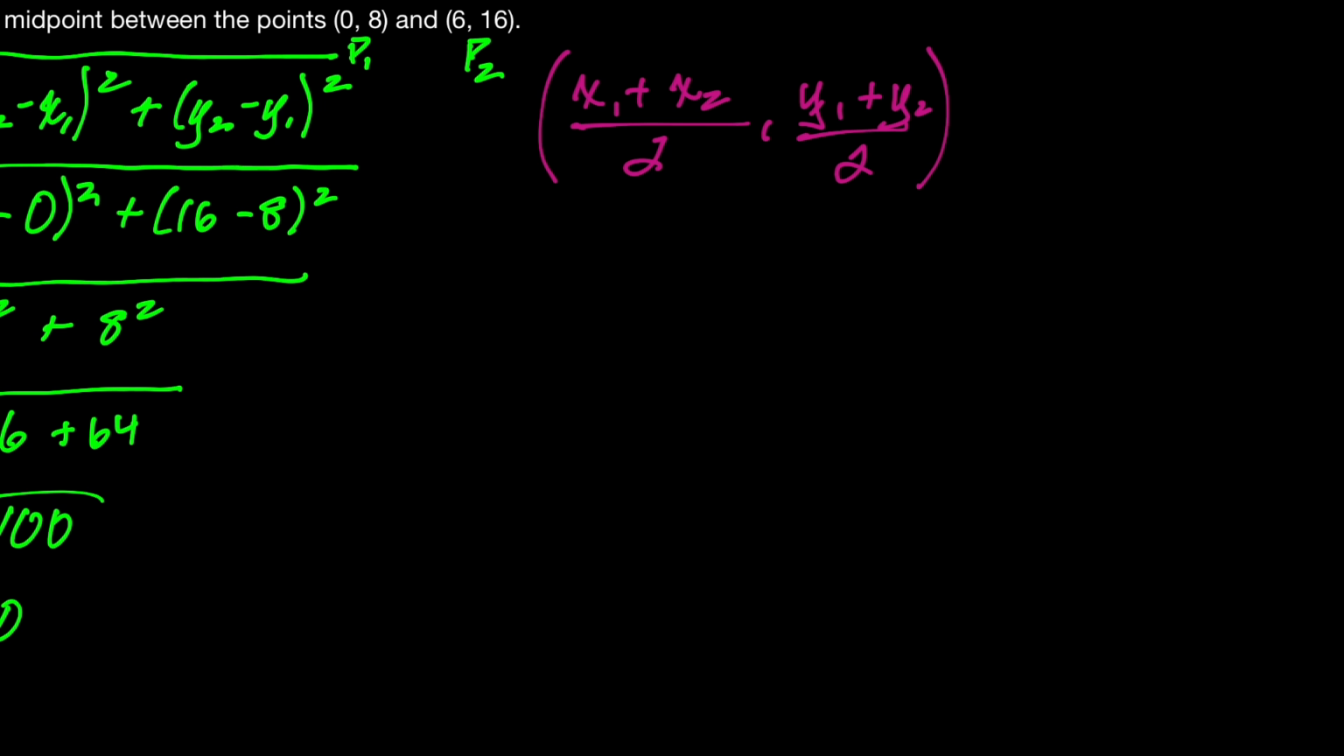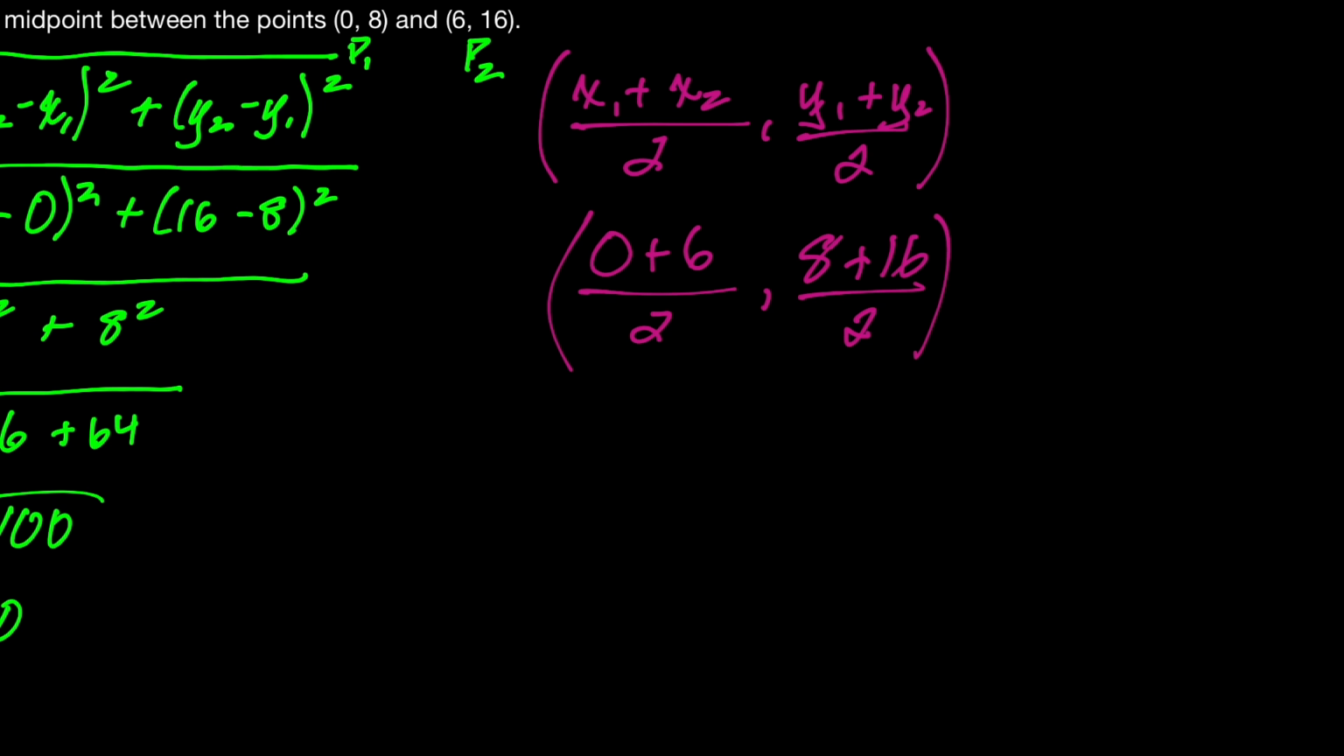So we're going to go ahead and substitute x sub 1 and x sub 2. So that would be 0 plus 6 all over 2, comma. Let's see, now the y coordinates. Y sub 1 is 8 and y sub 2 is 16. So that's 8 plus 16 divided by 2. So we have to do a little bit of simplification here. So we'll end up with 6 over 2, comma, let's see, 24 over 2.